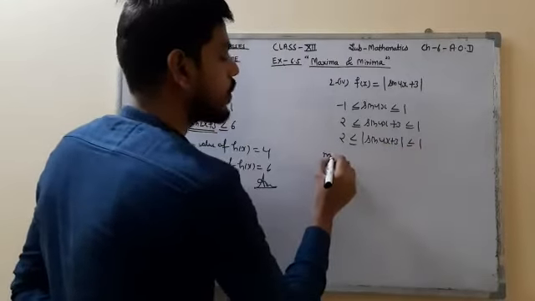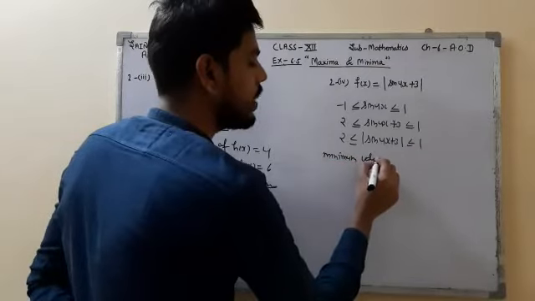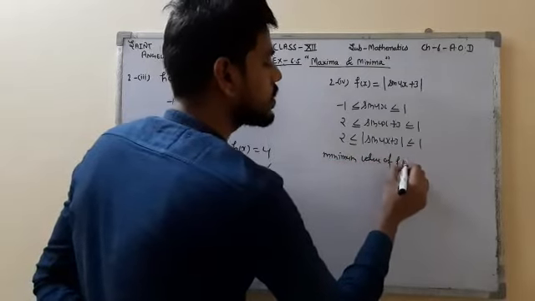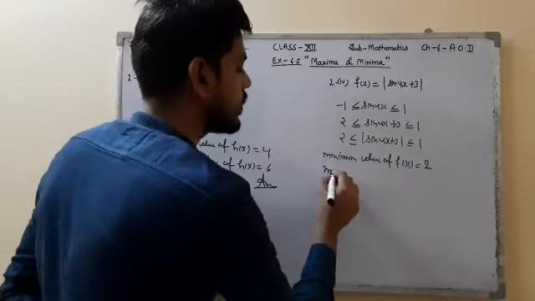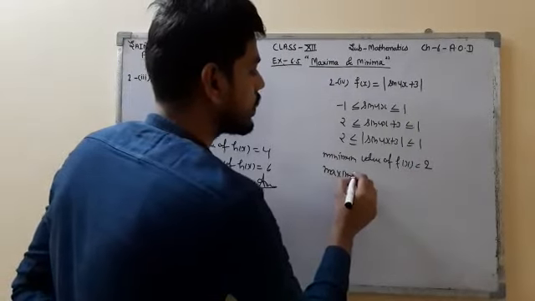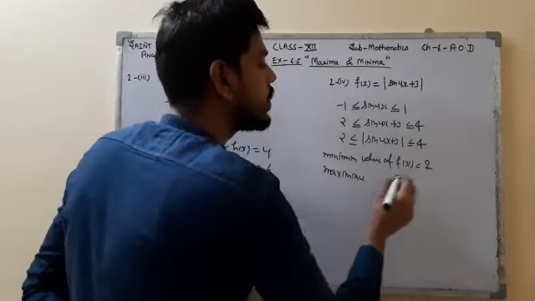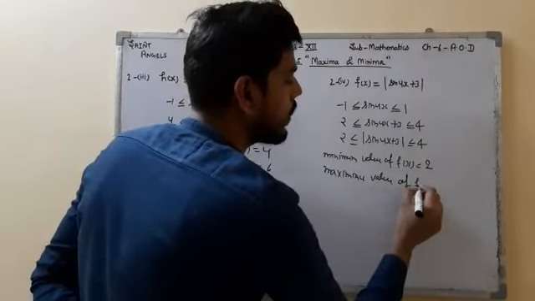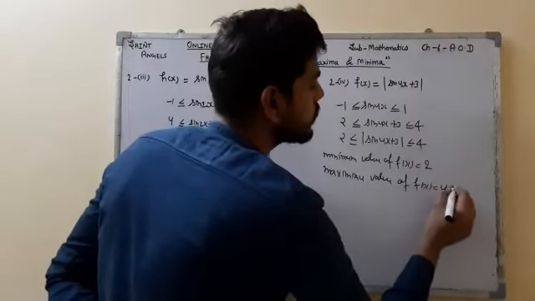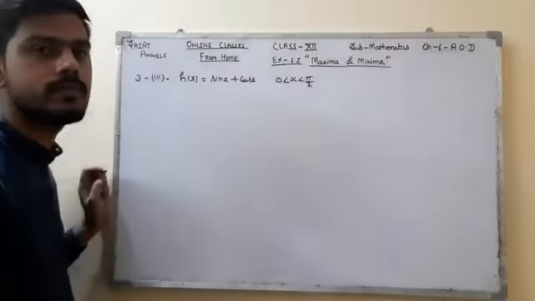So the minimum value of fx is 2, and the maximum value of fx would be 4. Okay, answer. Very simple. Students, please note it down and pause the video.